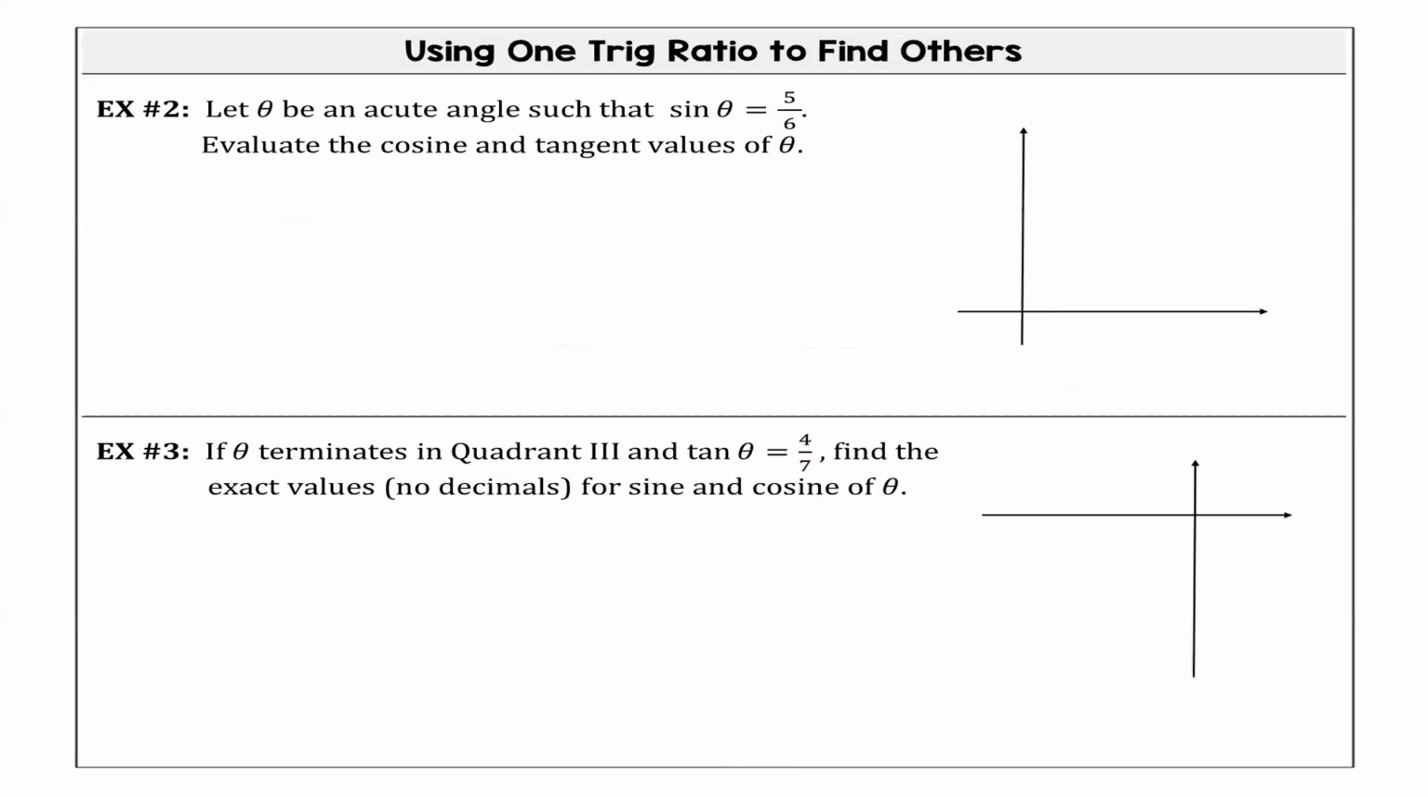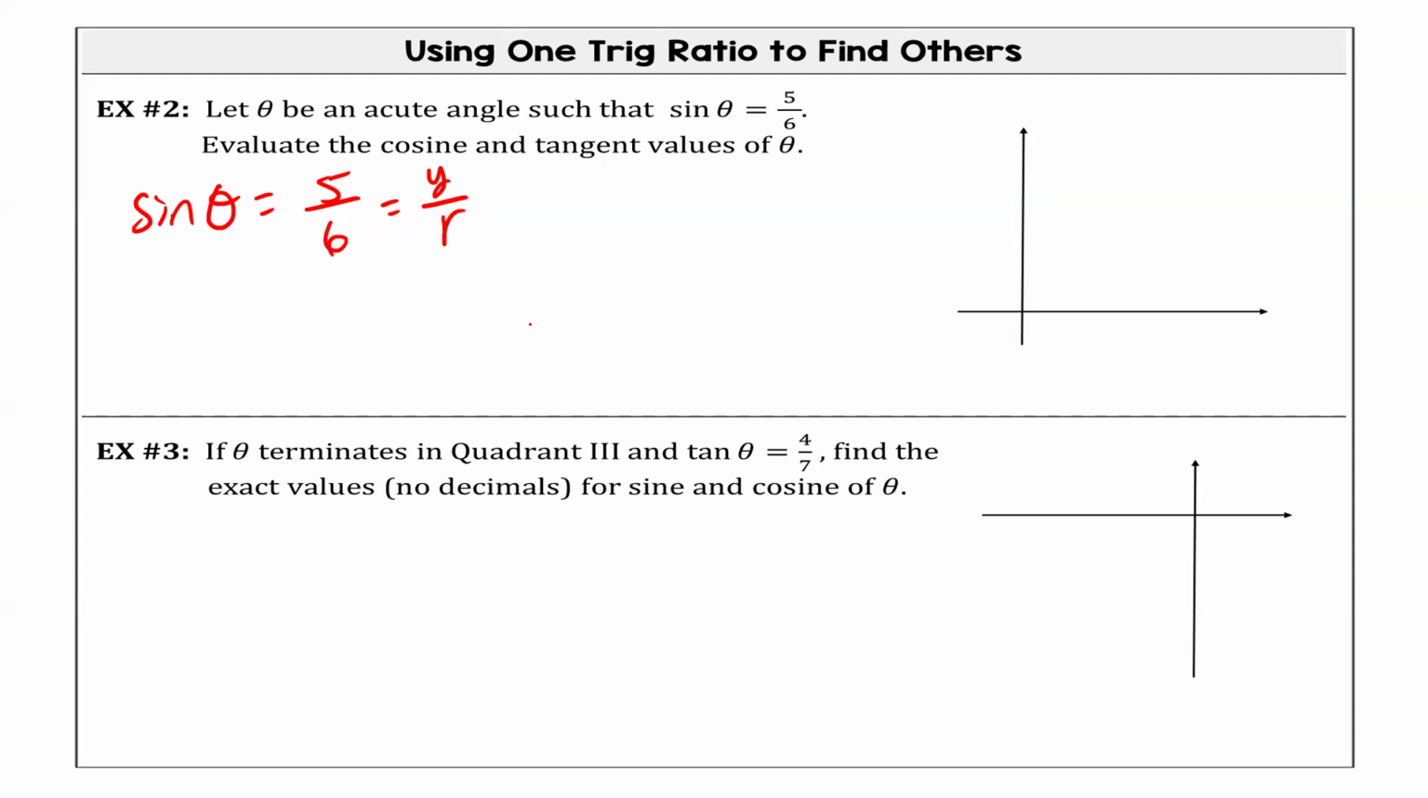All right. So here we go. We have sine theta equals 5/6. So this one's a little different. It's telling us what our sine theta is, right? So it says sine theta equals 5/6. What this means is that it's telling us our y and it's telling us our r. Does that make sense?